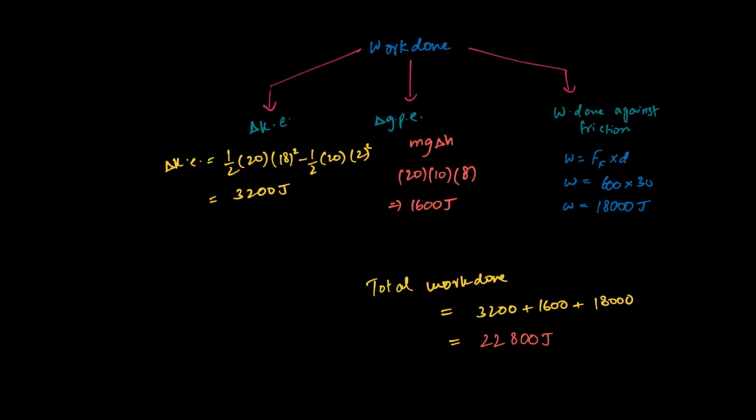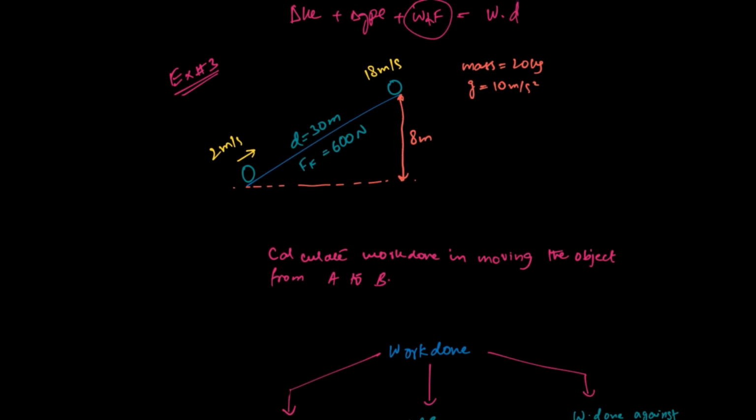So we just multiply using the formula W equals F into D, and 600 times 30 gives us 18,000 joules. As we knew, the total work done is the sum of delta KE, delta GPE, and work done against friction. So we just add these values up: 3200 plus 1600 plus 18,000, and this comes out to be 22,800 joules of total work done on the object to move it over a distance of 30 meters by overcoming a force of 600 newtons, by increasing its velocity from 2 meters per second to 18 meters per second, and by displacing the object by a vertical height of 8 meters.